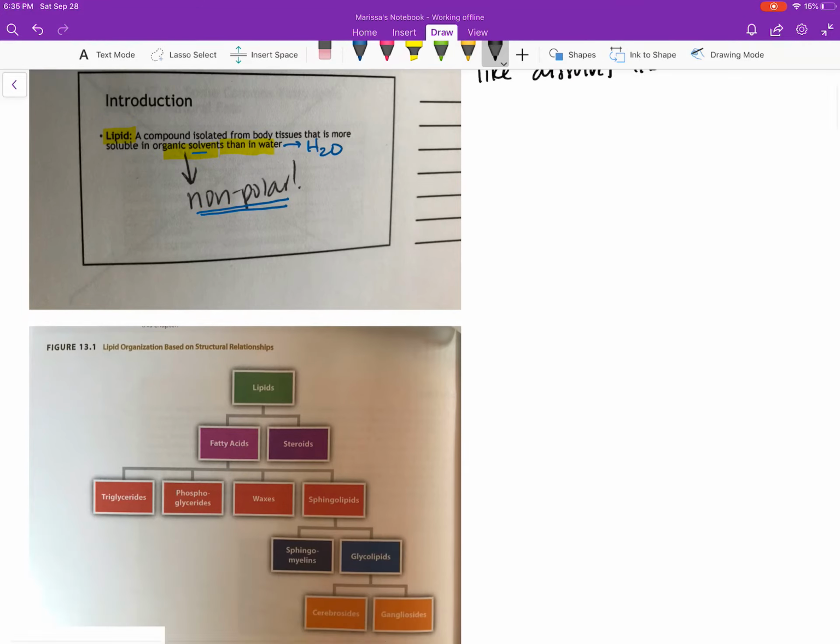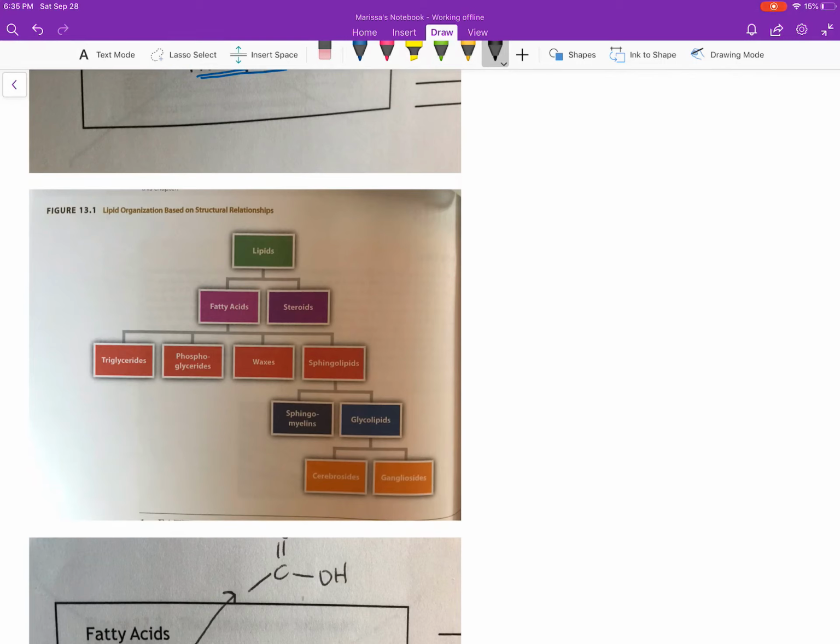All right, so fortunately, your book has a really great image. It looks much better than the black and white that was on my slideshow, so I took a picture of the color image. And this is our organizational chart. Everything that we talk about is going to fall under the lipid category, but then we're going to have a group called fatty acids, and then a group of steroids. And just like a family tree, there are going to be different types of fatty acids, different types of sphingolipids, and different types of glycolipids.